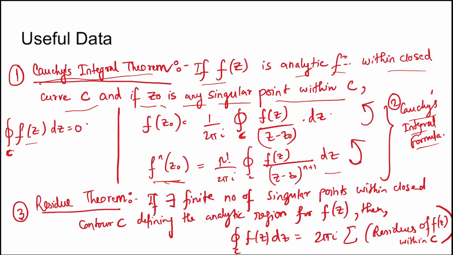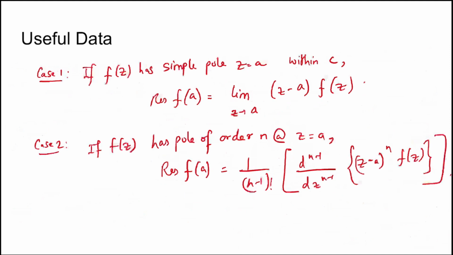Now the residue theorem states that if there exists a finite number of singular points within closed contour C defining the analytic region for f of z, then closed loop integration over C of f of z dz is 2 pi I into the sum of the residues of f of z within C. Now if f of z has a simple pole at z equal to a within C, then the residue of f at a is given by limit z tends to a of z minus a into f of z, and if the pole is of order n, then it is 1 by n minus 1 factorial times the n minus 1 derivative with respect to z of z minus a to the power n f of z.